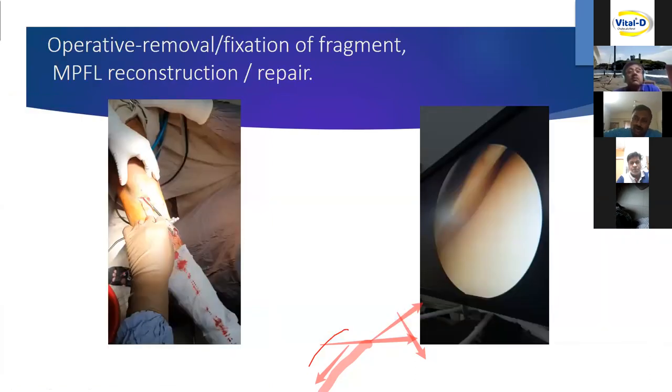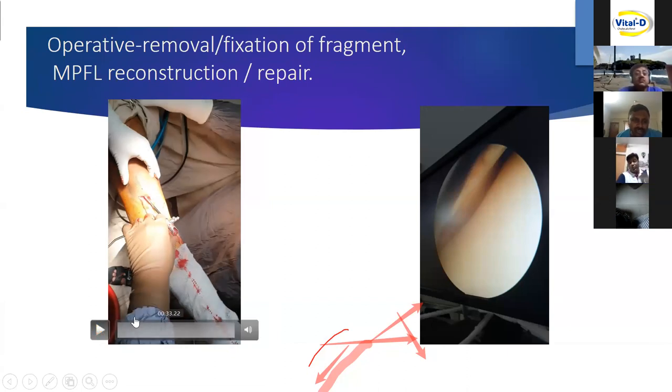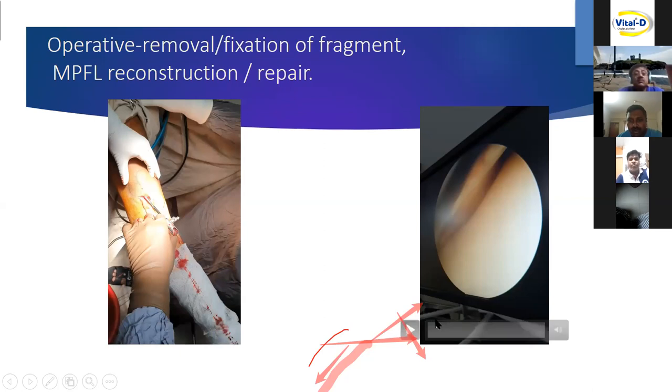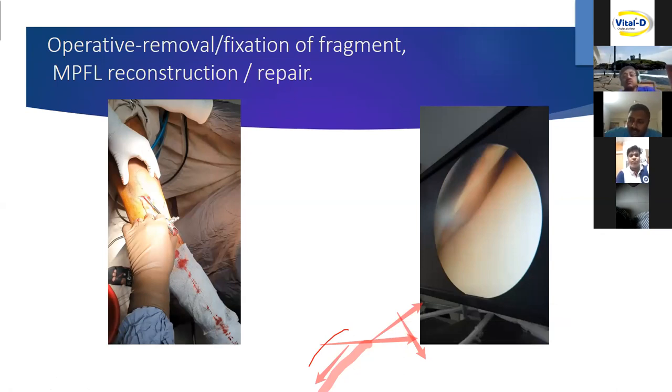So when there is an osteochondral fragment, you have to go for fixation, if it is fixable, or you have to repair or reconstruct the medial patellofemoral ligament. At first you have to evacuate the hematoma and look for where the osteochondral fragment is. Sometimes it is within the large joint cavity and very difficult to find, so you have to search everywhere and retrieve it. In this patient, it was under the posterior of the medial meniscus, and we had to retrieve it.